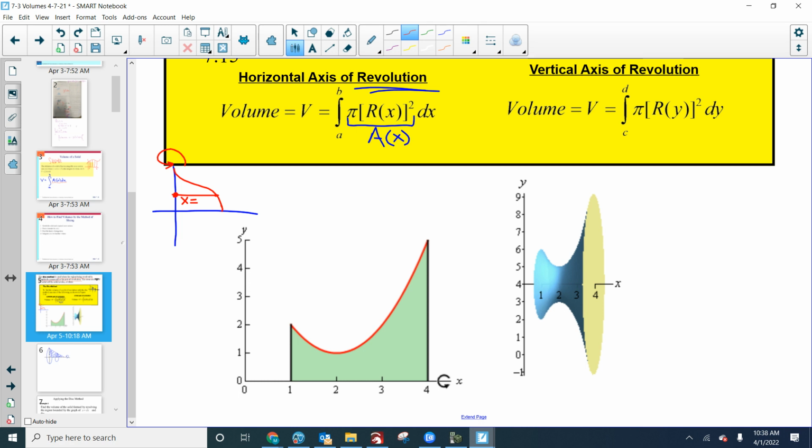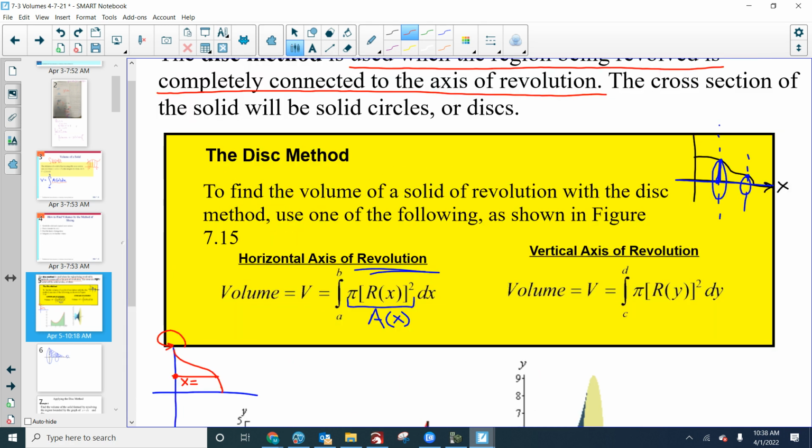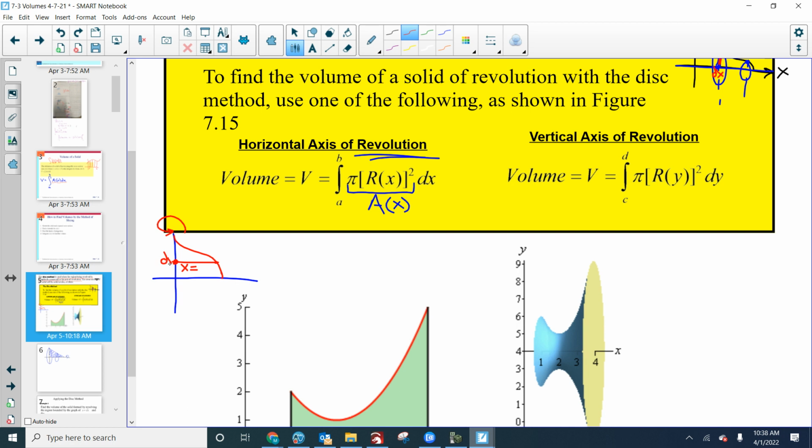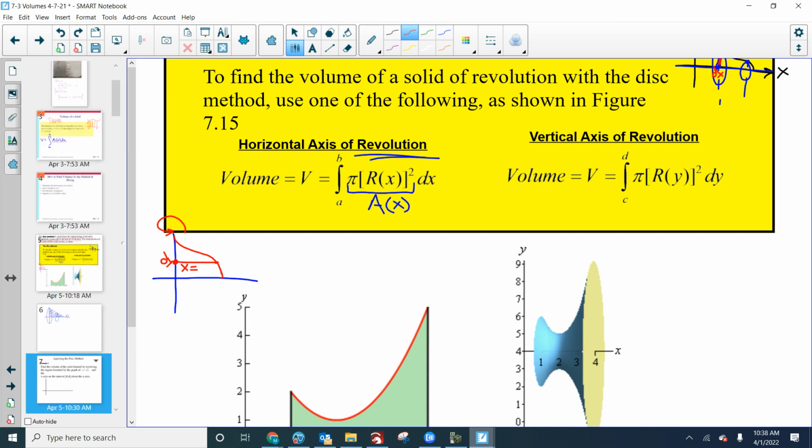That's why I had you draw in those rectangles in 7.2. If you can draw one rectangle, it's going to tell you, am I using dx? Doesn't that have a dx width base? Doesn't this have a dy, stacking? Right? We're stacking this way. Does that make any sense? I'm trying to help you. Right. Not so bad. Disk method.